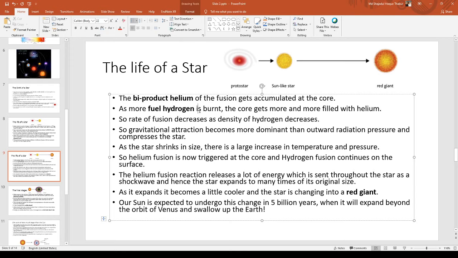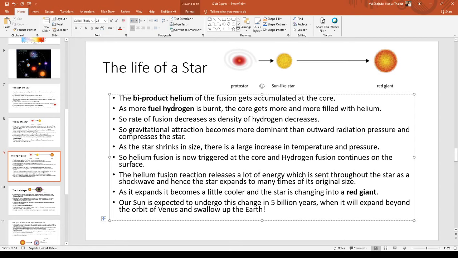Example I can give, an example you can Google. Star names are not that important to me, at least. Anyway, an example of a red giant star is our sun 5 billion years later. Okay.